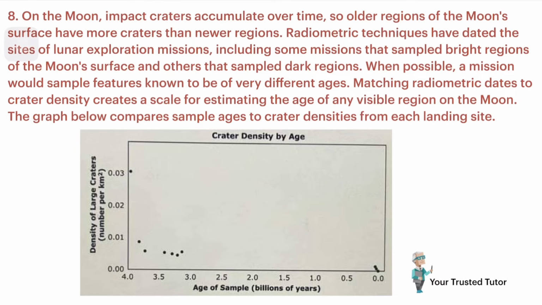When possible, a mission sampled features known to be of very different ages. Matching radiometric dates to crater density creates a scale for estimating the age of any visible region on the Moon. The graph below compares sample ages to crater densities from each landing site.